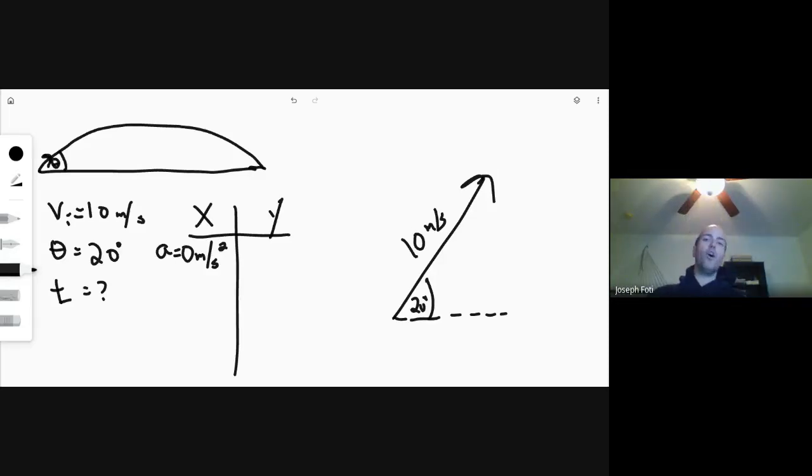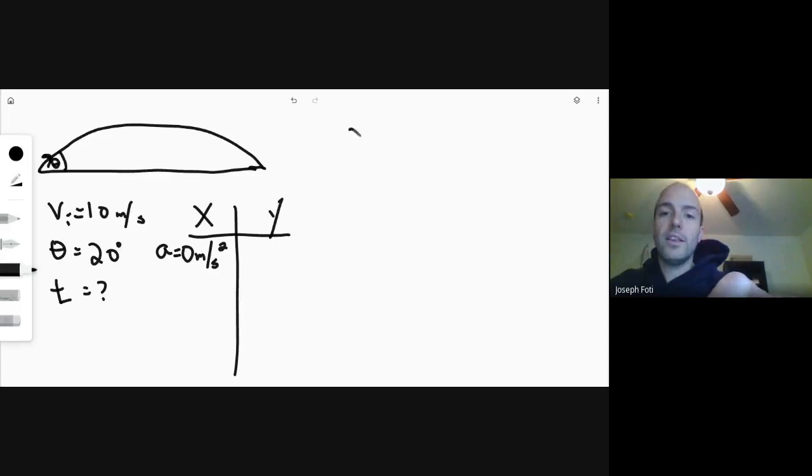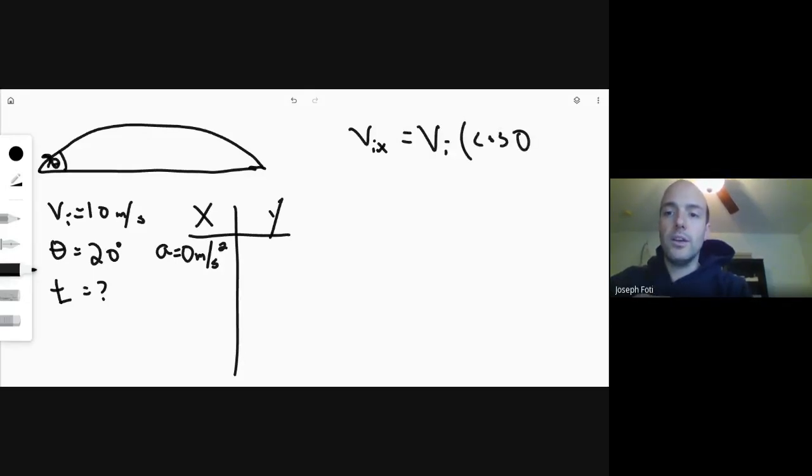Well, notice that's not all horizontal, nor is it all vertical. So if you think back to vectors, what do we have to do? We have to find the components. So how do you find the horizontal or the x component of this vector? Well, it's going to be your initial velocity times the cosine of the angle. Okay, so let's plug this in. That's going to be 10 meters per second times the cosine of 20 degrees.